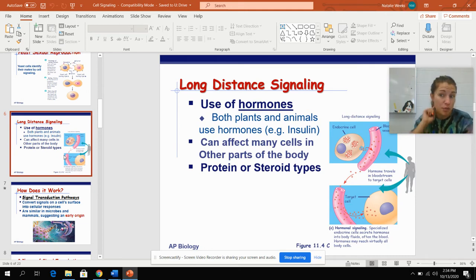Same thing with your pituitary gland, that's your puberty part of your brain. That can make certain hormones that get sent all over your body through your bloodstream. And these can be either protein hormones or they can be steroid type, cholesterol based hormones as well.